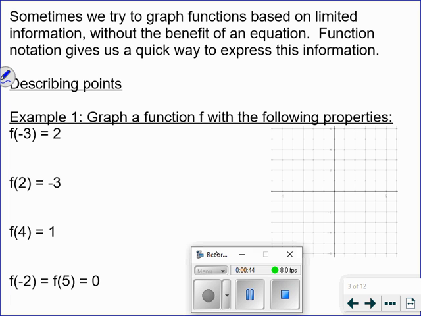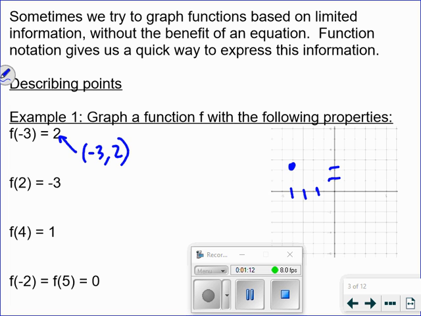So the first one says that when x is -3, the y-coordinate is 2. So when I'm graphing that, I'm basically graphing the point -3, 2. I can't really see any lines on here, so I'm just going to kind of pretend I know where they are. So -1, -2, -3, the y-coordinate is 2, that point. So my function just has to go through that point.